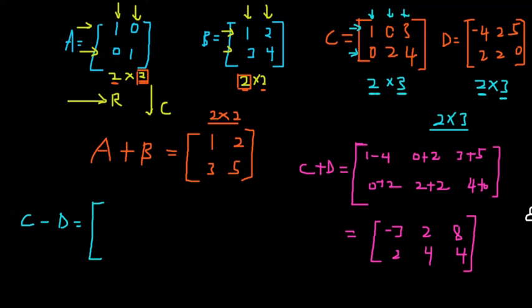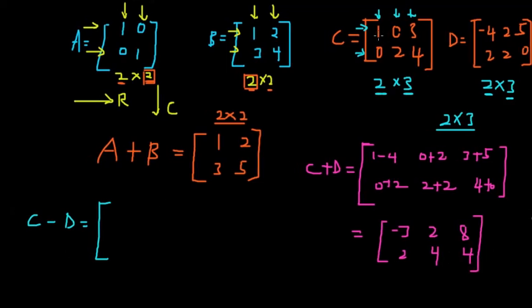Okay, so let's proceed. We have 1 minus -4, and then we have 0 minus 2, and then 3 minus 5. Now let's proceed. We have 0 minus 2, then 2 minus 2, and then 4 minus 0. So we end up with what?